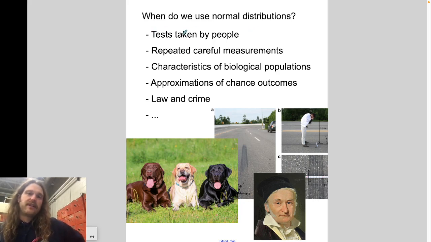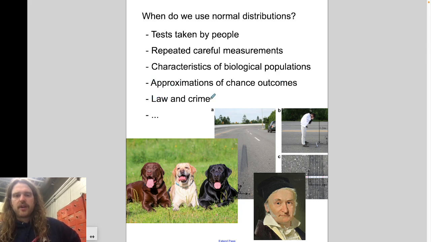The tests that you take in class should roughly follow a normal distribution. Gauss was looking at people taking measurements, which should roughly follow a normal distribution. Characteristics of biological populations, like the weight of Labrador retrievers, would probably follow a normal distribution. Flipping coins, counting chance outcomes and seeing the results will follow a normal distribution.